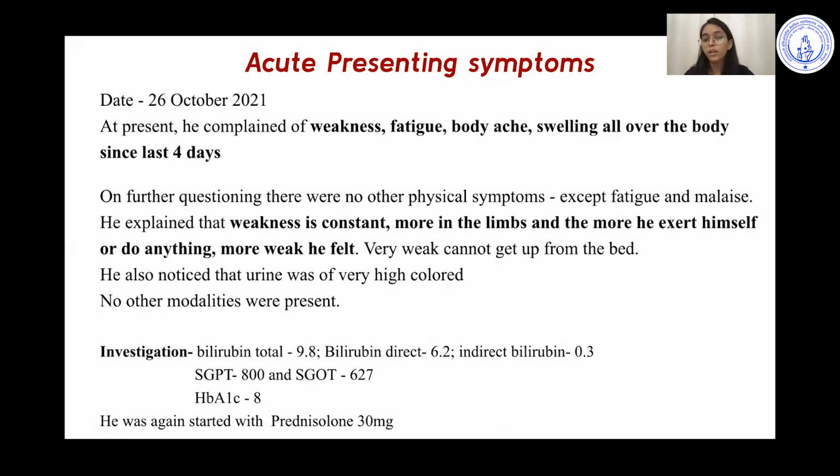He presented to us with his investigations. Again, his bilirubin, SGOT, SGPT were found quite high. His HbA1c was also 8. And because it was again an acute exacerbation of his chronic condition of autoimmune hepatitis, he started with prednisolone.